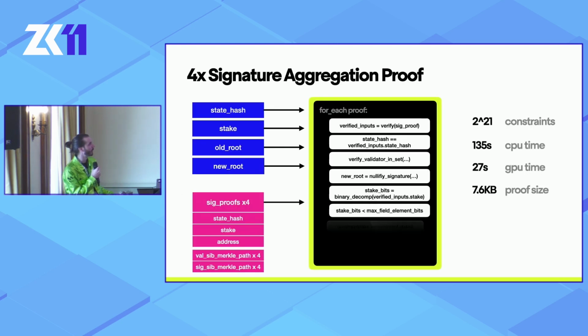There's 2 to the 21 constraints. So it's quite a big proof. On CPU, when I wrote this circuit, it took 135 seconds on my laptop. If we ran it on GPU, we could at least get it down to 30 seconds. I think we could get it down to even less than that. And the proof size is a little bit larger, but it's still within what we need.